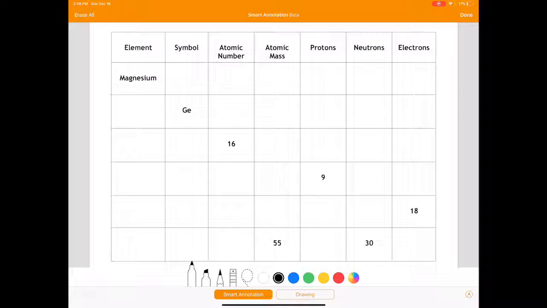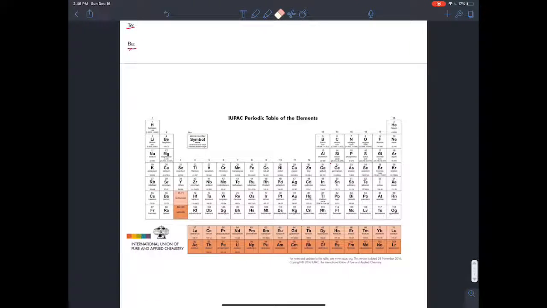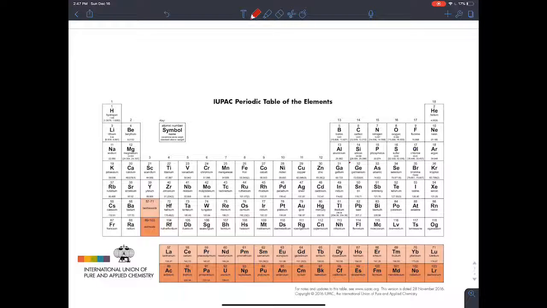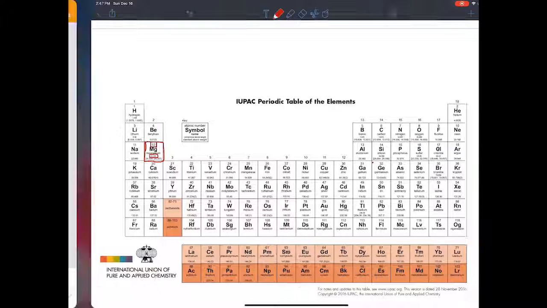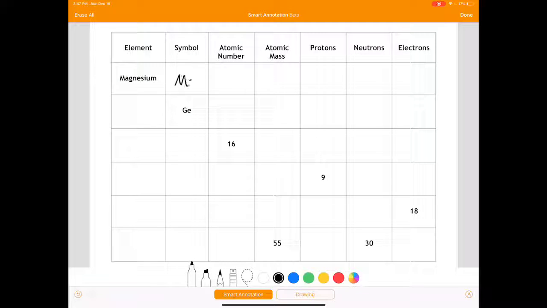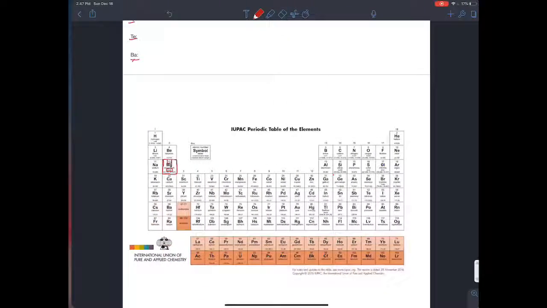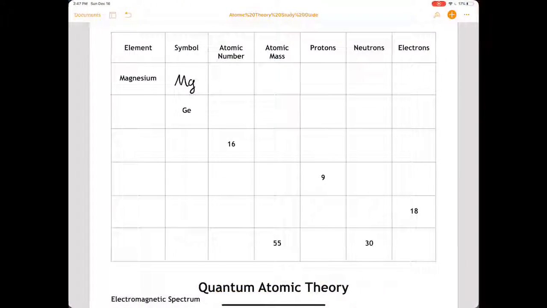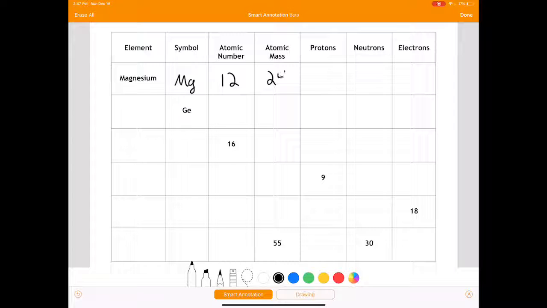So let's do this chart. Okay, magnesium. Magnesium is right here. Its atomic number is 12. Its atomic mass is 24.3. We'll round that to 24. So that's what we need. So we have magnesium, which is Mg, atomic number 12, and atomic mass 24. The atomic number is the number of protons. So we have 12. The atomic number and number of protons in a neutral atom is going to equal the electrons because you need your positive charges to equal your negative charges.